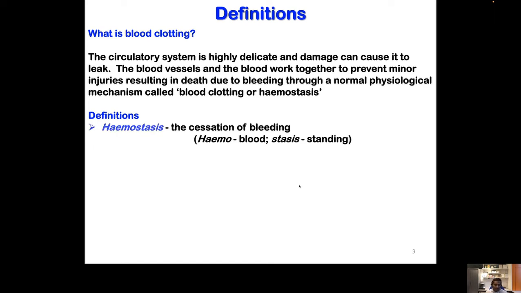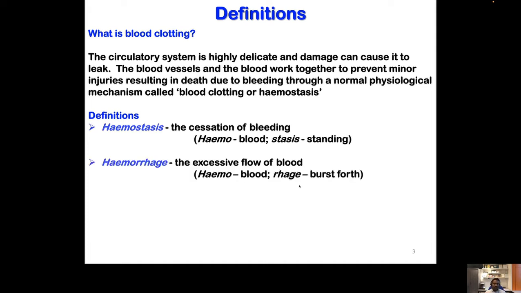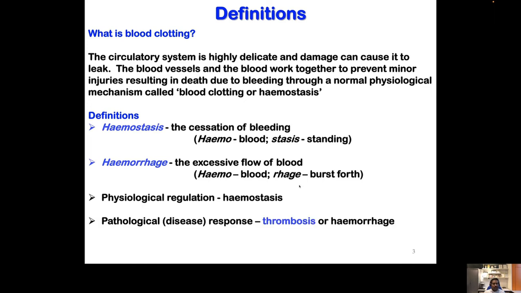So what are the important terms we're going to be talking about here? The first one is hemostasis, which is basically the cessation of bleeding through blood clotting. Hemo means blood, and stasis means standing or stopping. It's basically preventing the bleeding using a blood clot. Hemorrhage means a burst of bleeding, excessive bleeding in the affected area. This is an excessive flow of blood. Again, hemo means blood, and rage means burst forth. It's damage, therefore bleeding.